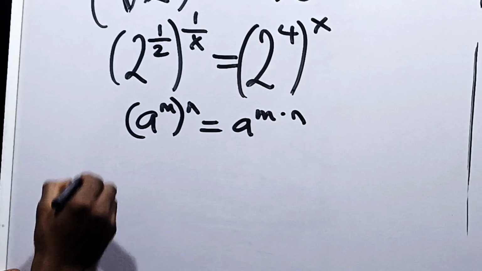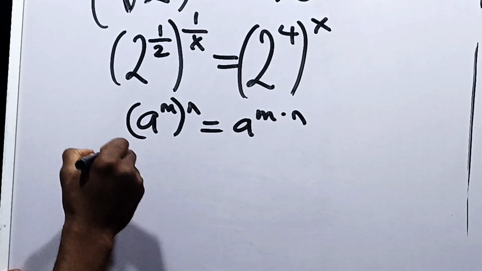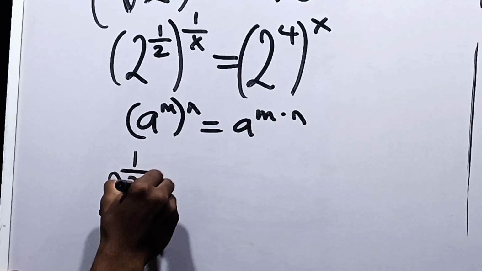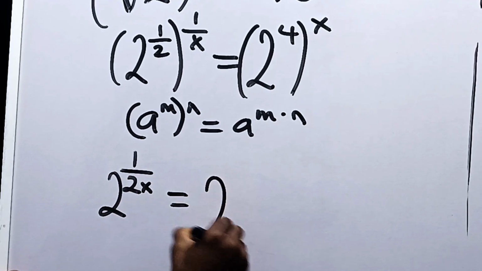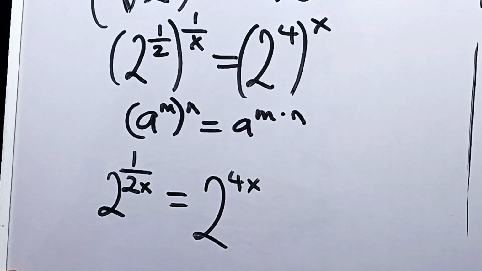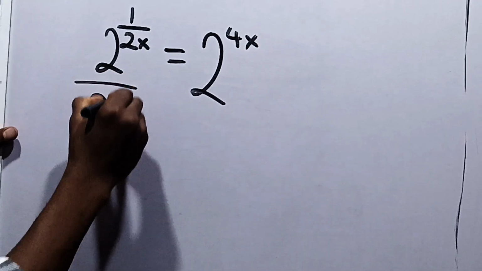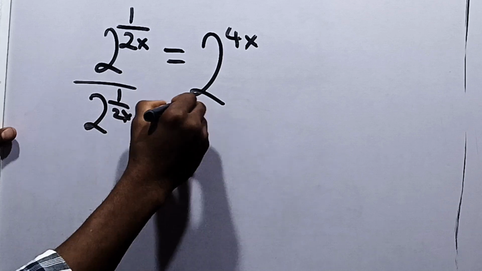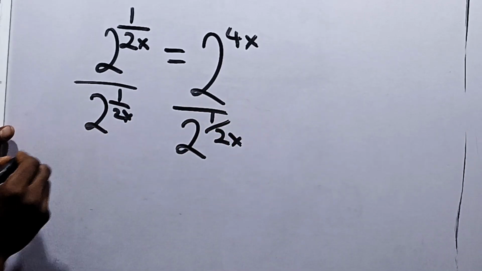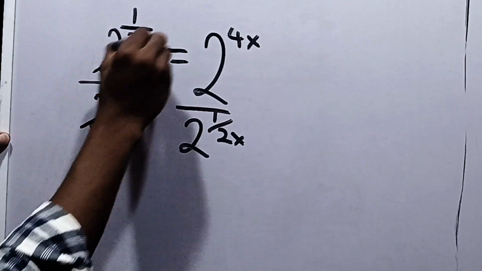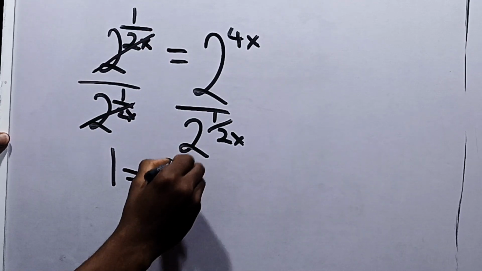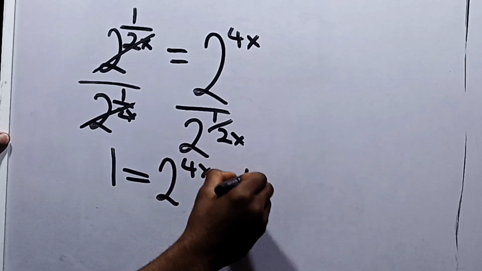Moving on from here, we now have 2 raised to power 1 times 1 is 1 over 2x, 2 times x is 2x, and this is equal to 2 raised to the power of 4x. Now let's divide both sides by 2 raised to the power 1 over 2x. Having done that, this right side strikes out completely to give us 1 to be equal to 2 raised to the power 4x minus 1 over 2x.